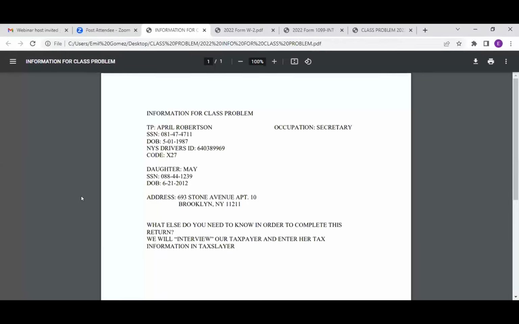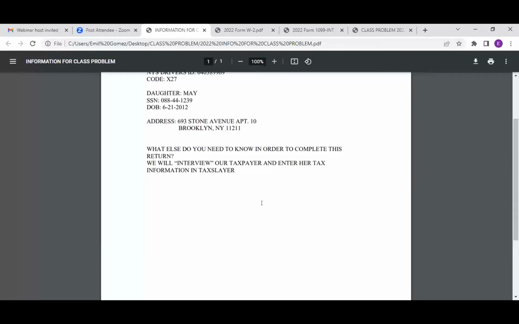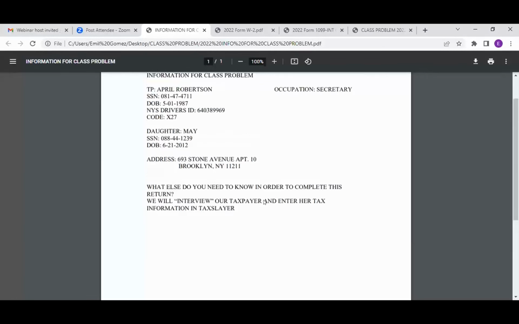April's daughter is May. We have 2 months here. May, here's some information on the daughter, May, and that's her social and that's her date of birth. They live at 693 Stone Avenue in Brooklyn. So in addition to this summary screen, we have a W-2 for this person and a 1099 for this person.